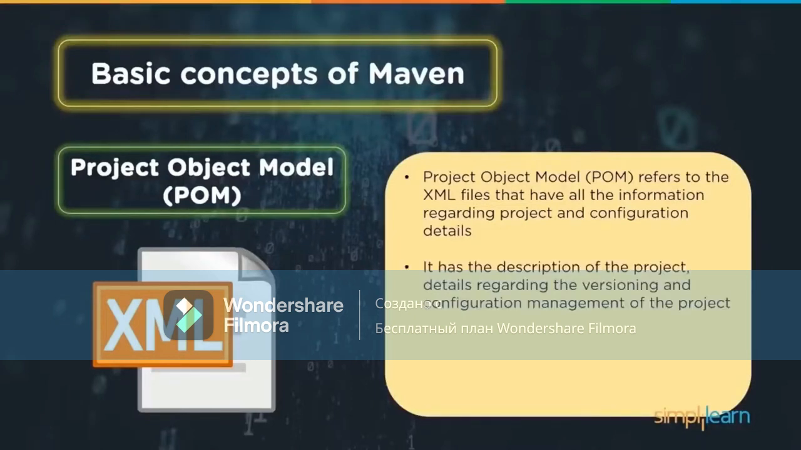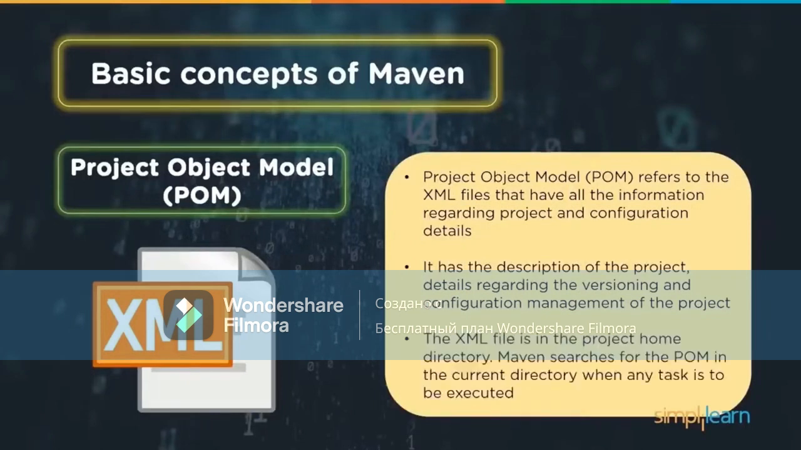It also has a description of the project and details regarding the versioning. Versioning information is also stored in this XML file, the POM file, which is there in the project home directory. Maven searches for the POM file in the current directory. If it is able to find that POM file, it will proceed with the build step. Otherwise it will halt there itself.